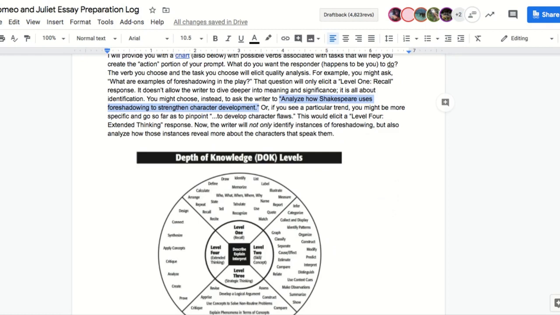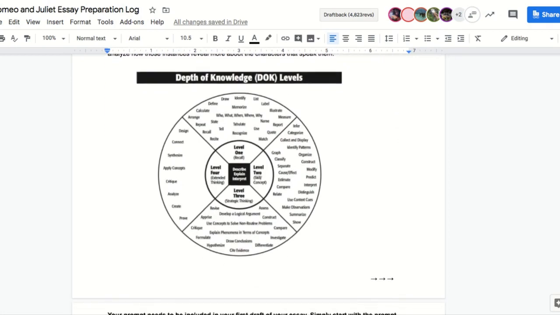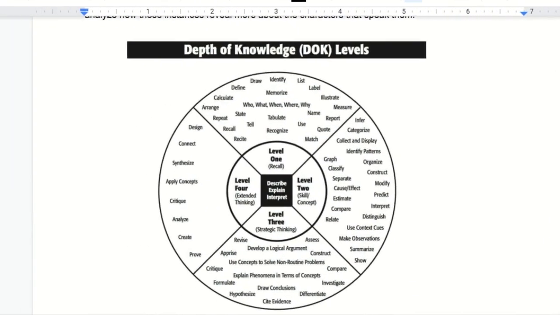So you might even go so far as to specifically pinpoint, instead of just character development. Development can be somewhat vague. You could say to develop character flaws. And now I know every instance of foreshadowing you give me is going to be pointing to something that's inherently negative about a character or has a flaw-like quality. So that foreshadowing piece is just an example. But I just am trying to help explain the idea that you want to go beyond just straight recall and regurgitation. You want to have a real interesting prompt that allows for depth in your response.